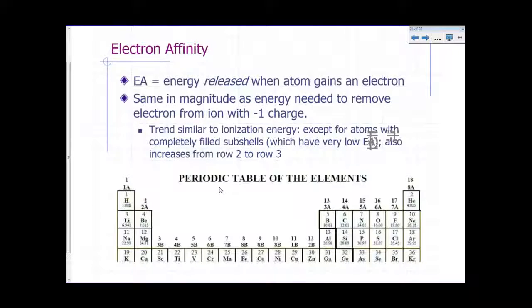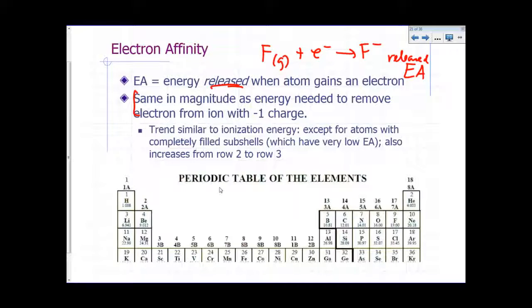Electron affinity is defined as the energy that's released when an atom gains an electron. So we said that fluorine, when it gains an electron, does release energy. Now, you can think of electron affinity as really the ionization energy for the ion with a negative 1 charge. Think of it this way. A fluorine atom in the gas phase plus an electron gives you F minus. The energy that's released is called the electron affinity.